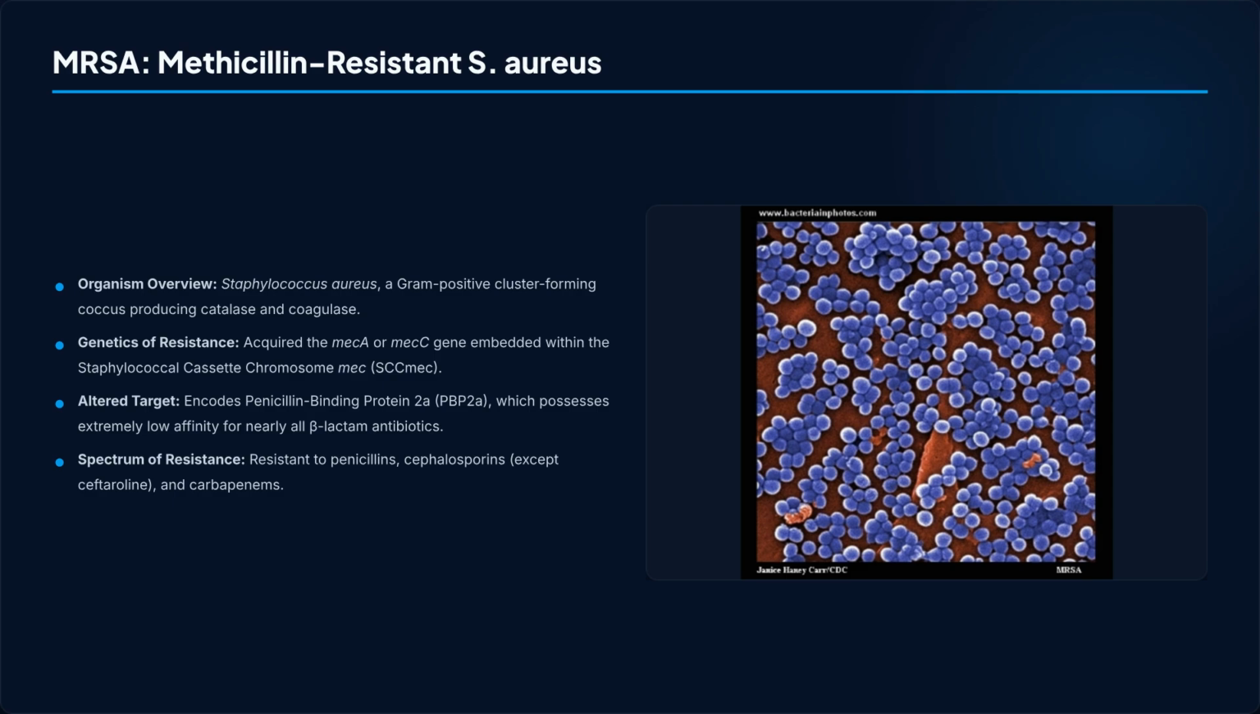Finally, we look at MRSA. Resistance is conferred by the mecA or mecC genes, which encode an altered penicillin-binding protein with low affinity for beta-lactam antibiotics. This renders the organism resistant to most standard treatments.